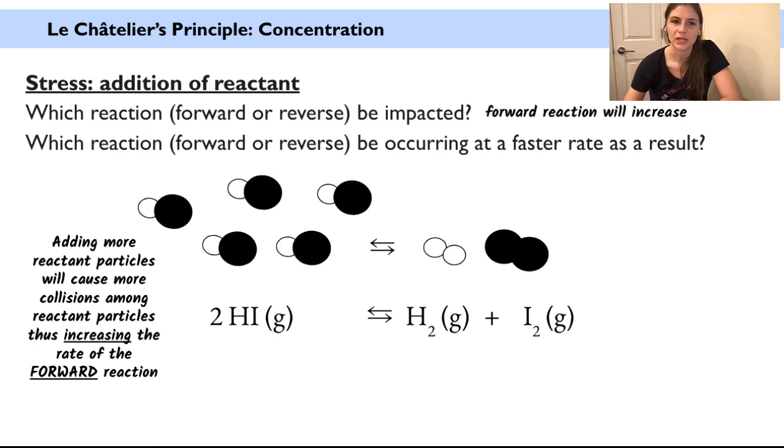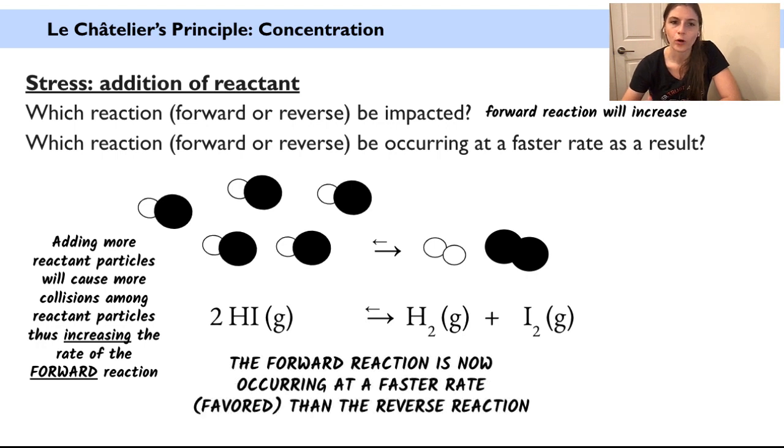So this particular example is favoring the forward reaction. We can notate that by putting the arrows with the forward reaction arrow being a little bit bigger, the reverse reaction being a little bit smaller, because by increasing reactant concentration, we've caused there to be more possible collisions between reactant particles. So the forward reaction is being favored compared to the reverse reaction.